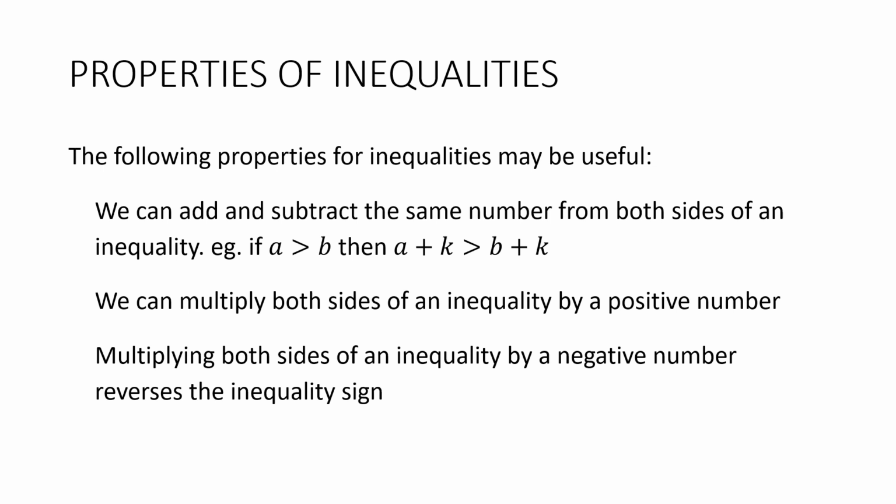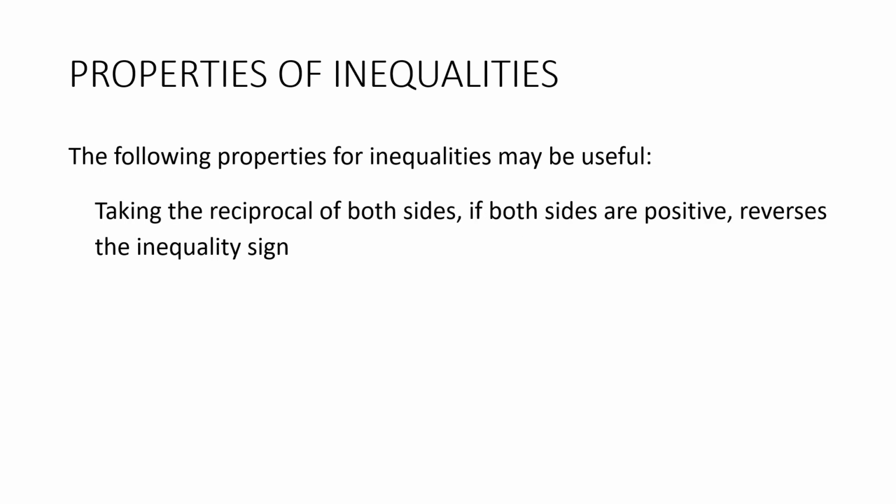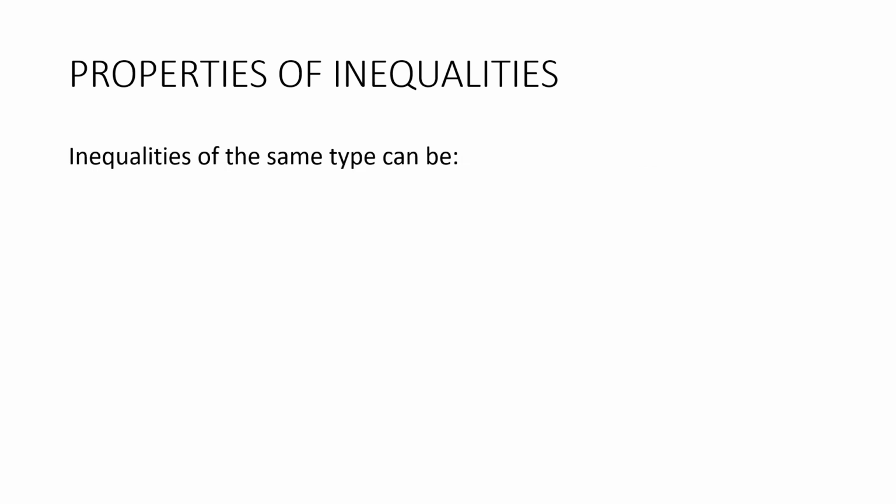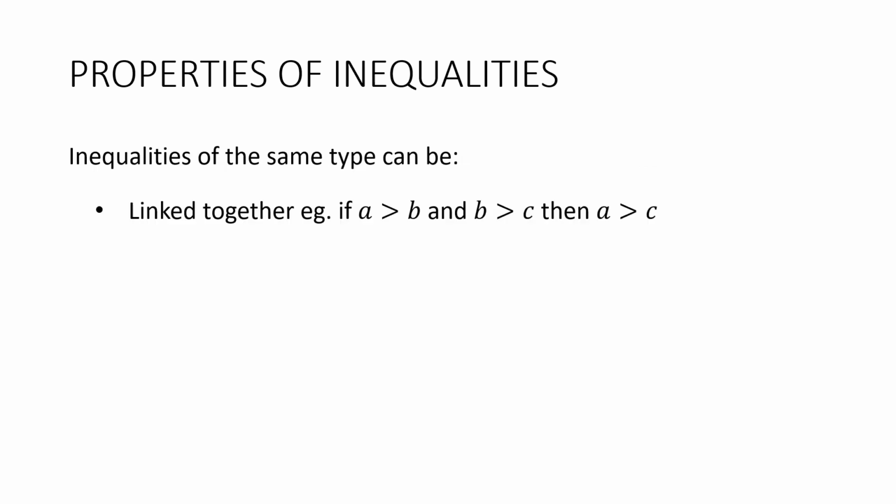If we multiply both sides of an inequality by a negative number, then the inequality sign will be reversed. If we take the reciprocal of both sides, and if both sides are positive, then the inequality sign will be reversed. And finally, if both sides of an inequality are positive, then we can square both sides. Now I would suggest that you try a numerical example with each of those and make sure that they all make sense to you. Now inequalities of the same type can be linked together.